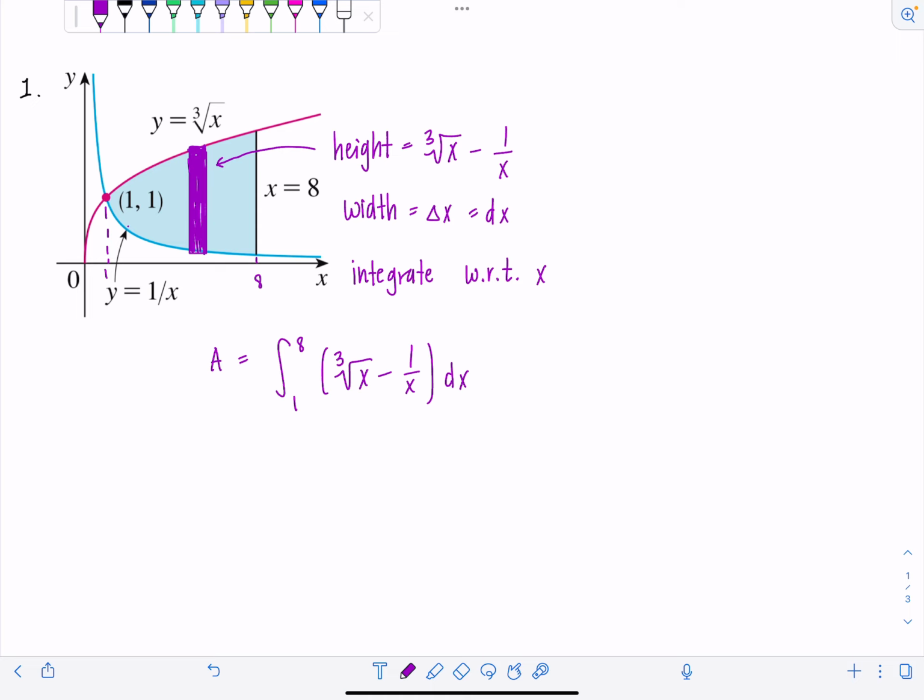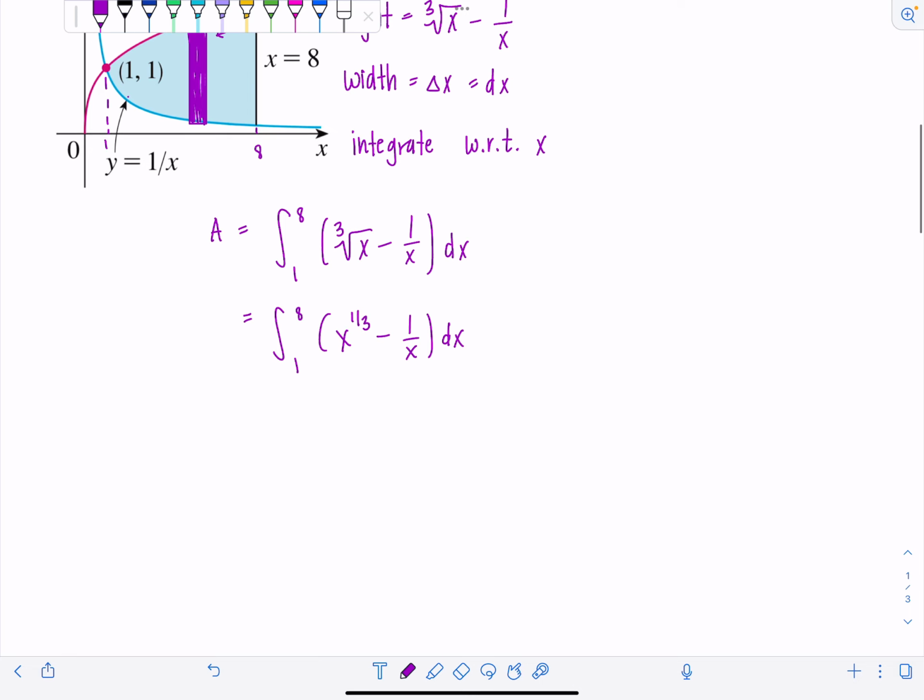So I like to rewrite everything in integral friendly format, meaning instead of cube root of x, I'm going to rewrite that as x to the 1/3. 1 over x, no, I'm not going to write it as x to the negative first because remember, we don't integrate that using our power rule. We have a special rule to integrate 1 over x. Do you remember what it is? Think about it, think about it.